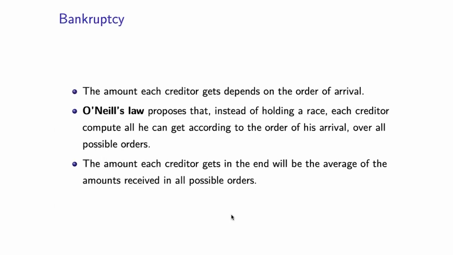which says that instead of actually holding a literal race, what we should do is compute what each creditor is going to get according to a particular order of arrival, and then take into account all possible orders, right? And then take the weighted average, where the weights are the probabilities of the different orders, right? So the amount that each creditor is going to get in the end will be the average of the amount received in all possible orders, right?